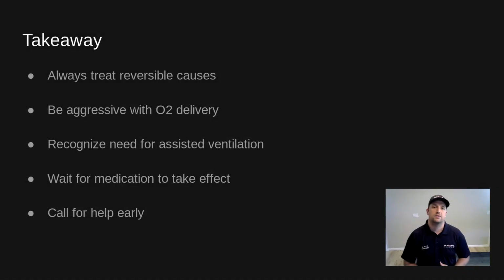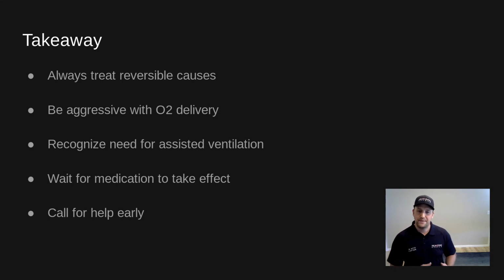All right, takeaways. Always treat the reversible causes. You don't want to be the person that RSI'd somebody that has a sugar of 12. Make sure you do a thorough assessment, try to reverse everything you possibly can, and then treat the patient appropriately. Be aggressive with O2 delivery. This doesn't mean jumping to RSI, but give them non-rebreathers, BVM while you're getting set up for RSI or BiPAP or whatever you need to do. Be aggressive, do it fast, don't wait, don't delay.